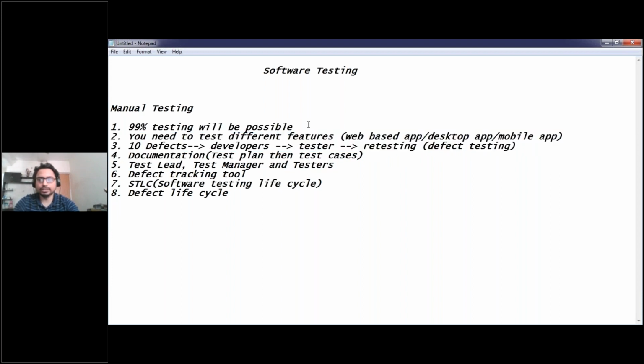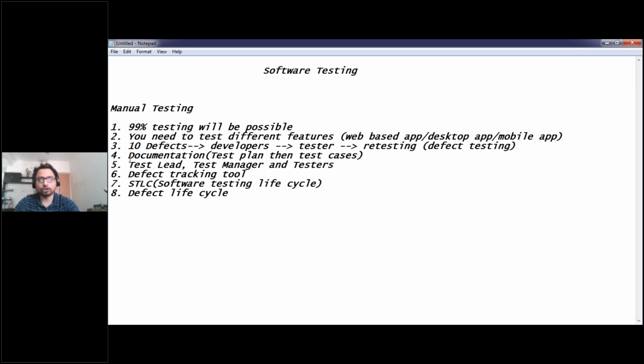First, 99% of testing will be possible by manual testing. Second, you need to test different features of the web-based application, desktop application, or mobile application. Suppose you get 10 defects after testing the application, then those defects will be raised to the developers, and the developer will fix them and give them back to the tester, and the tester will retest. That defect testing will not be possible by automation. It is a complete part of manual testing.